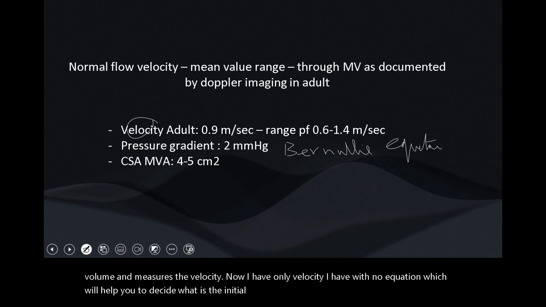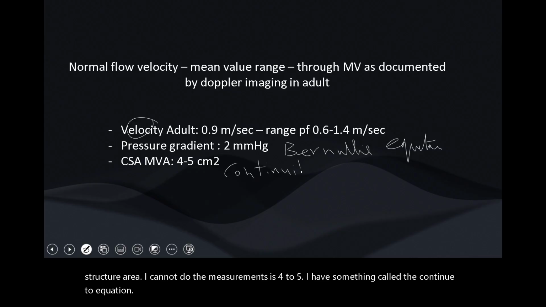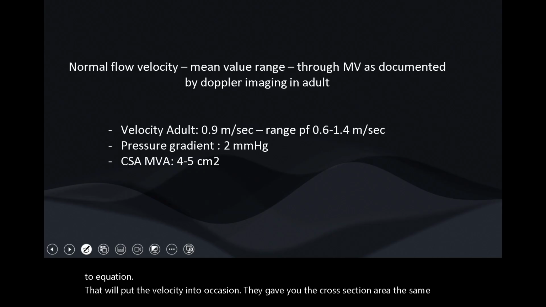For the cross-section area, I cannot do the measurements directly. I have something called the continuity equation that will put the velocity into the equation to give you the cross-section area. It is the same thing as when we did the aortic valve.